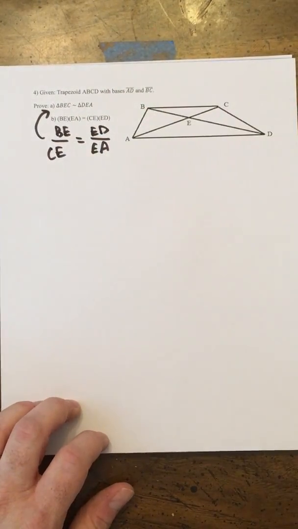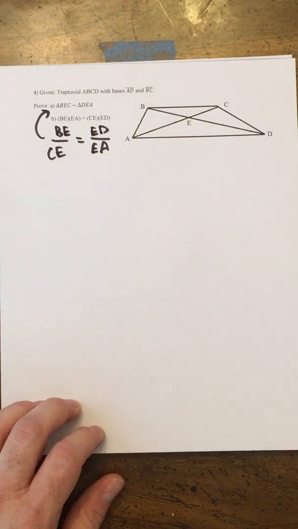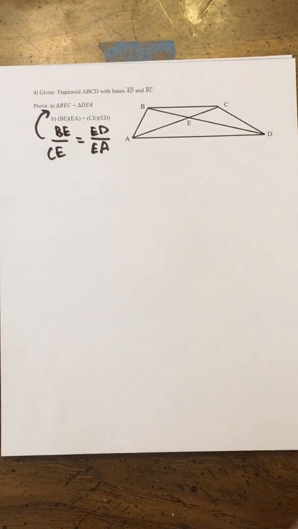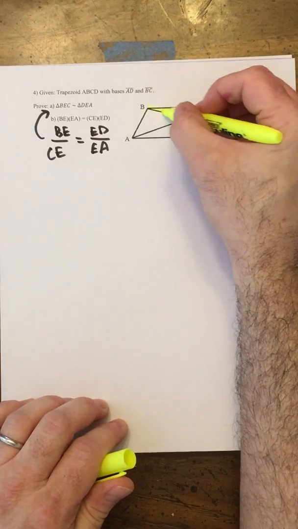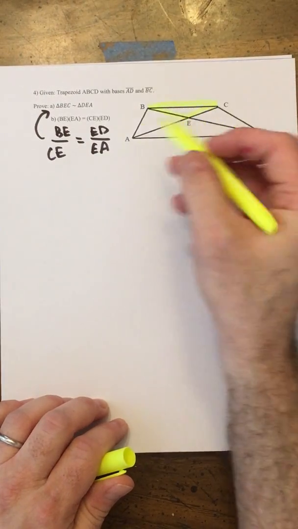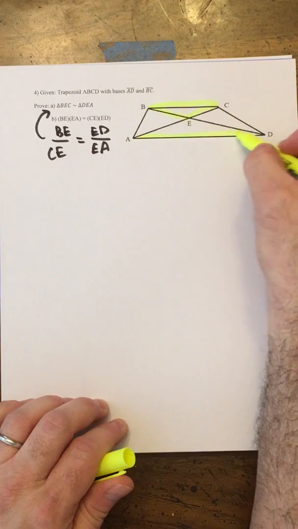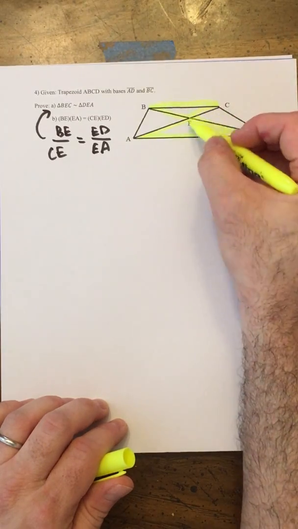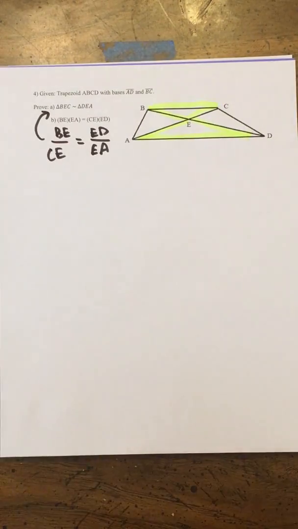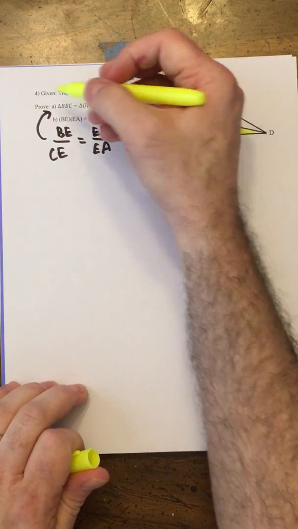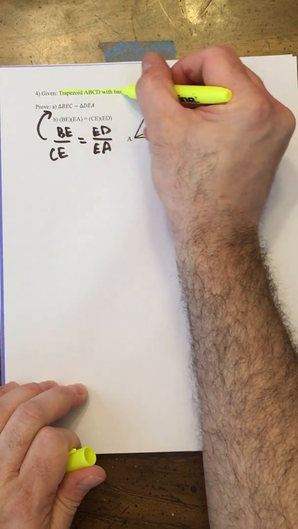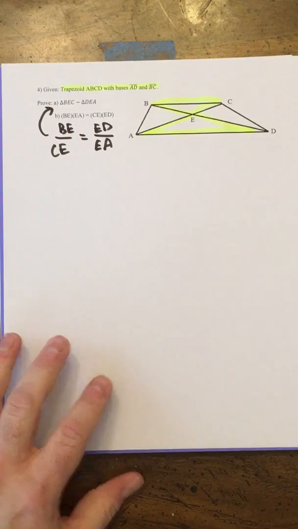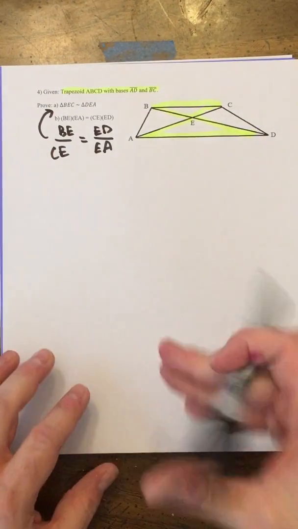Now here, it looks like there are 4 triangles in the diagram, but that's okay because they're telling us which triangles to prove. BEC is this triangle. DEA is this triangle down here. So the top triangle and the bottom triangle. Essentially, it's the same thing. We have this interesting given: trapezoid ABCD with bases AD and BC. So let's give this a shot.